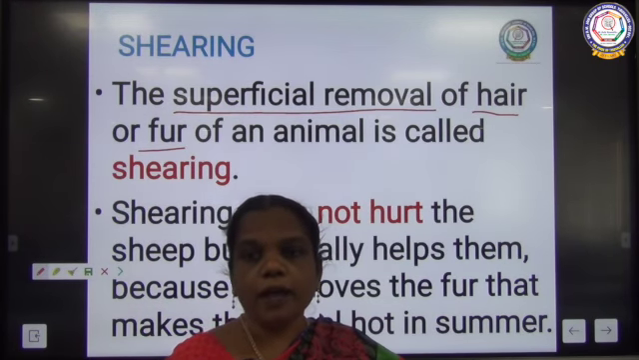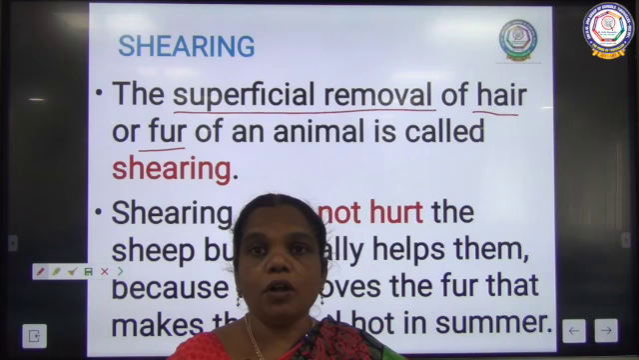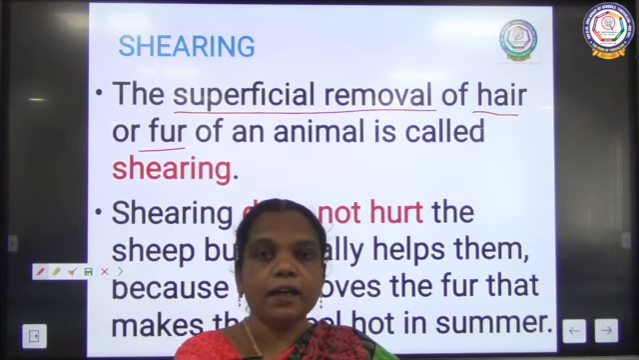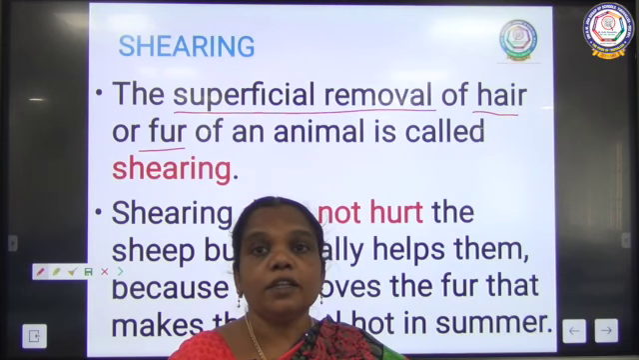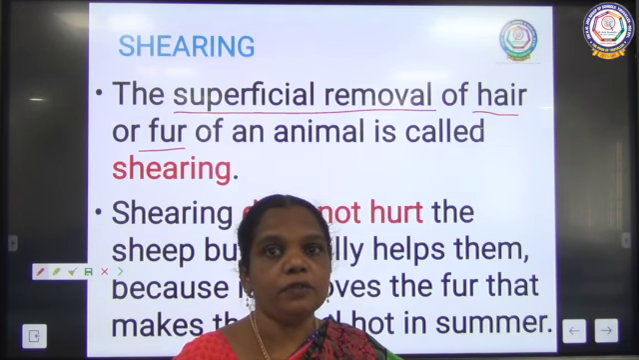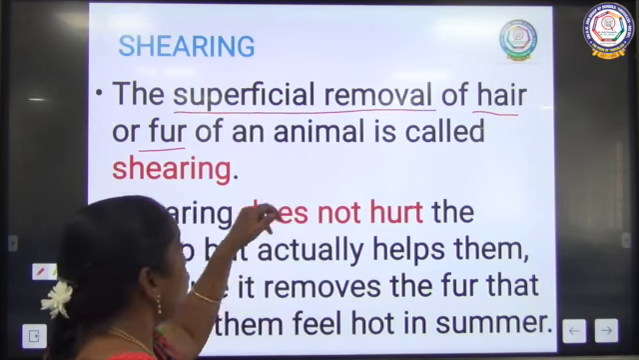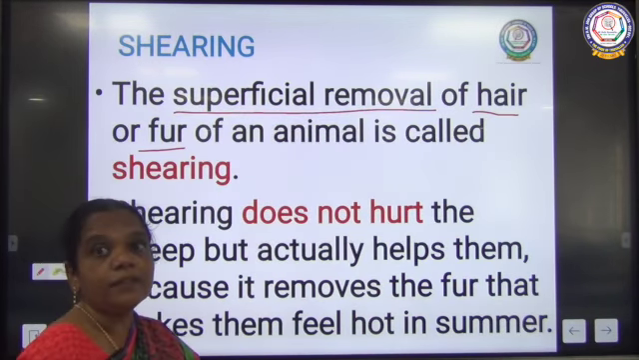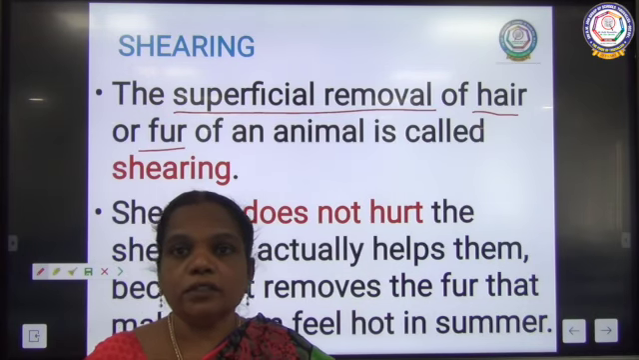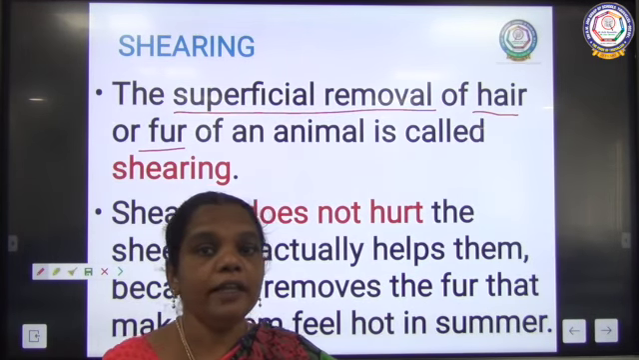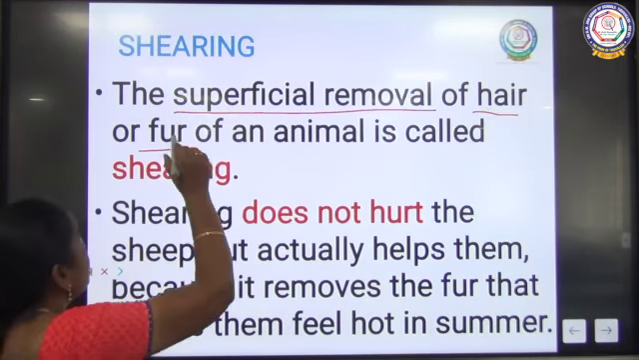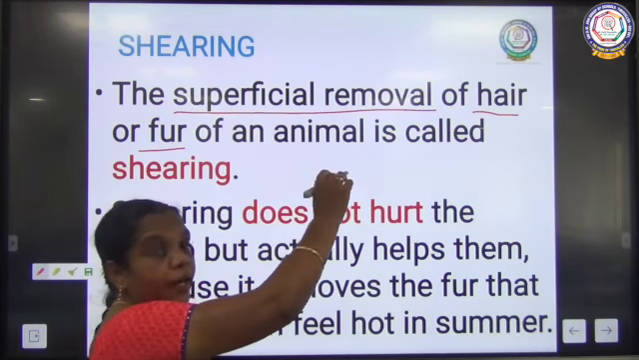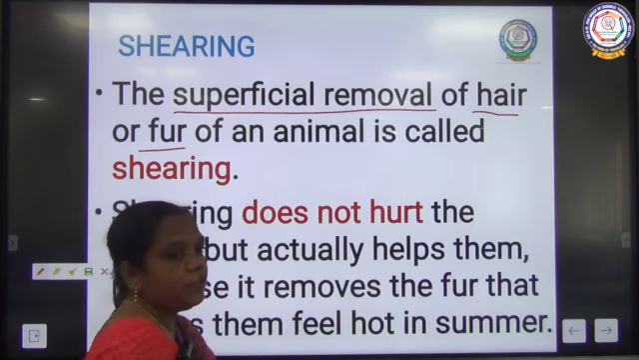The thick coat of hair on the animal body is called what? Fur. This fur grows on the upper surface of the skin, so superficial means the upper surface. So the superficial removal of hair or fur of an animal is called what? Shearing. So tell me children, what is meant by shearing? Listen again. The superficial removal of hair or fur of an animal is called shearing.